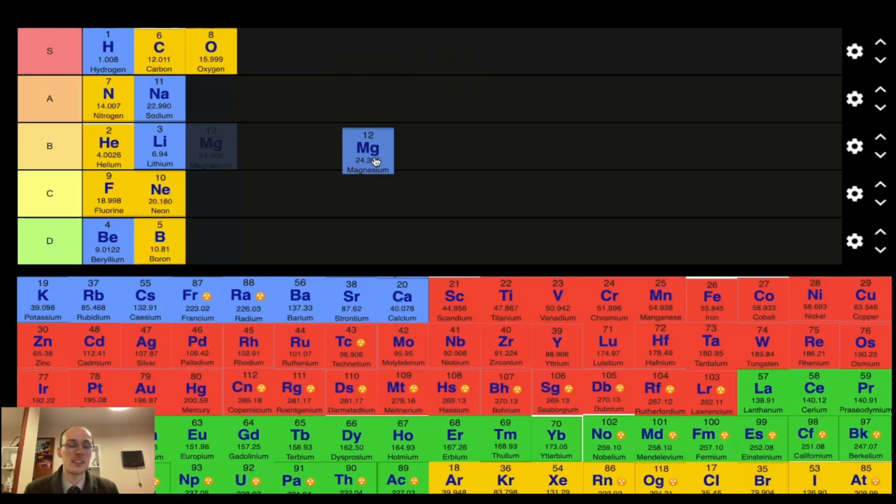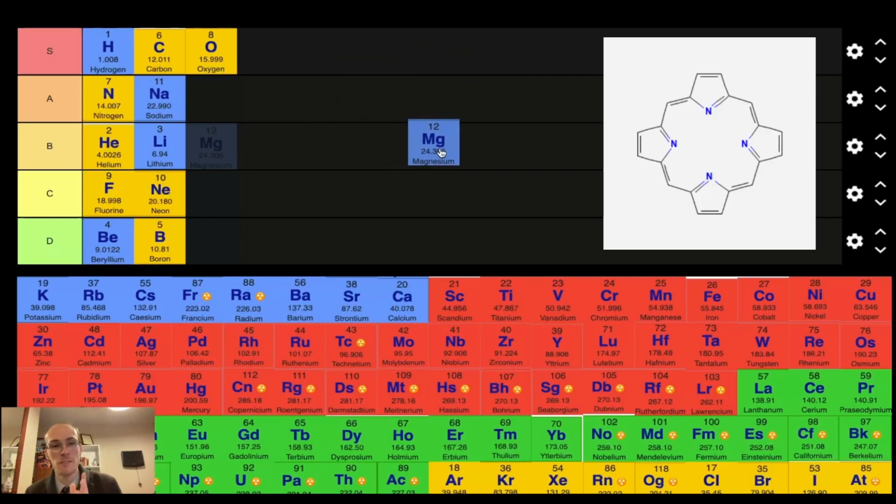Magnesium 2+ ions, they are an important cofactor for many enzymes, especially in the human body, but also for plants. So the porphyrin ring is a chemical structure. In humans, the porphyrin ring at the center of it is an iron elemental group, and that is what makes up heme, which allows us to transport oxygen around the body.